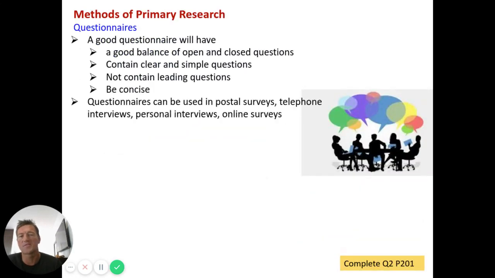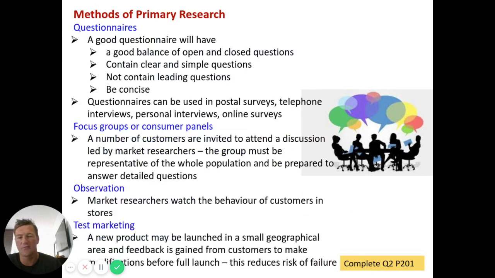Okay, so methods of primary research. I've got a few here that you'll need to know. One of the most common ones you'll be asked about is questionnaires. To conduct market research, you'll go out, write a survey or questionnaire, and get people to answer it.